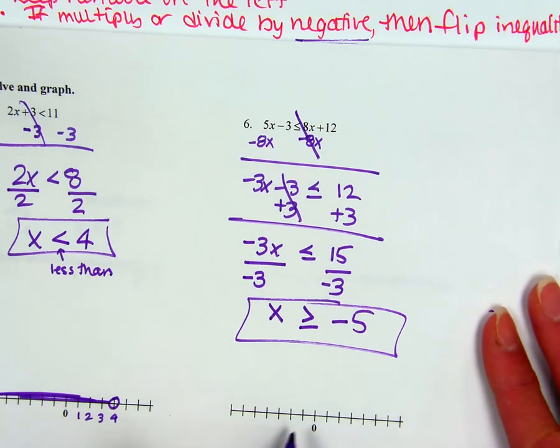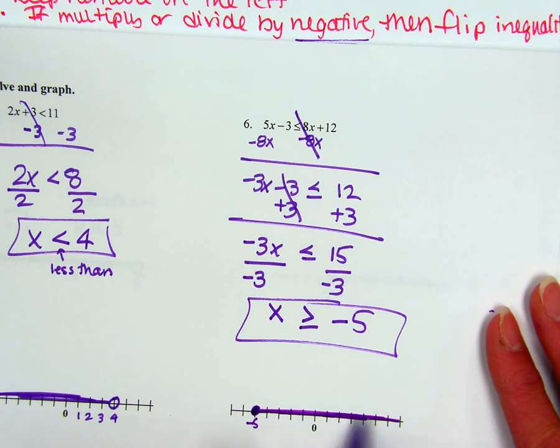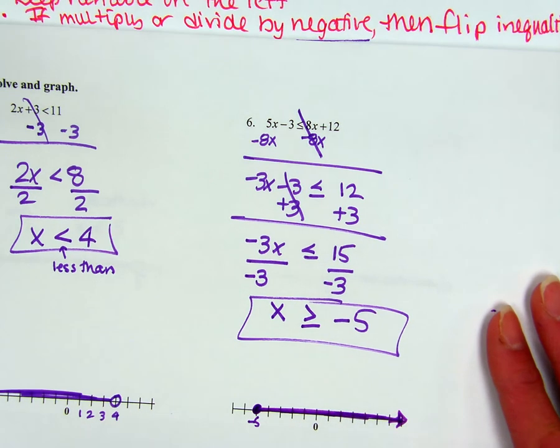All right, so now I need to find negative 5 on the number line. Make it a filled in circle, a closed circle, and it's greater now, so I need to shade to the right side.